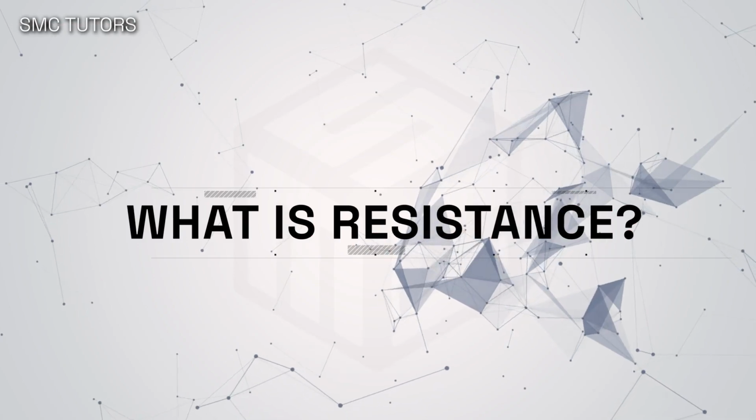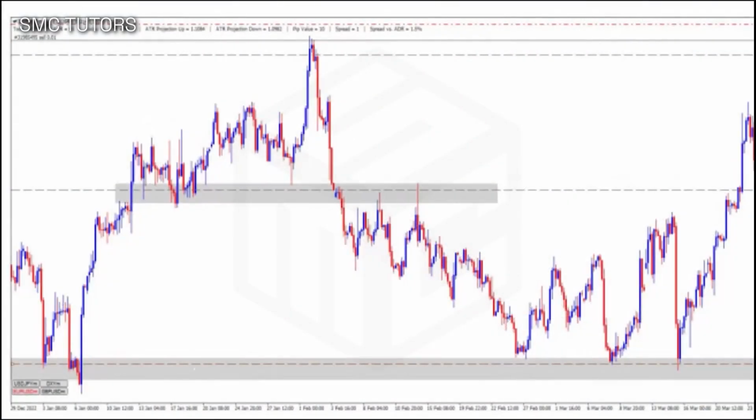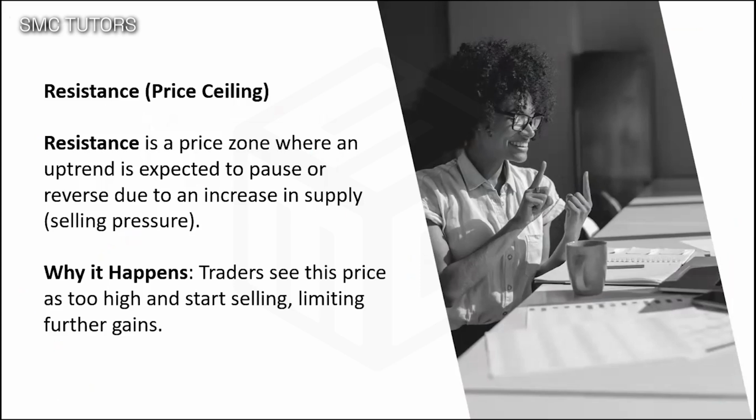What is resistance? Resistance is the opposite of support. It's a point where an uptrend pauses or reverses because sellers became active. The same thing: sellers saw that price as attractive. There was an increase in supply and buyers had some slowdown and price went to the downside. Two things happen also when price gets to resistance: price respects the level and reverses downward, or price breaks and gets us to a potential level upward again.